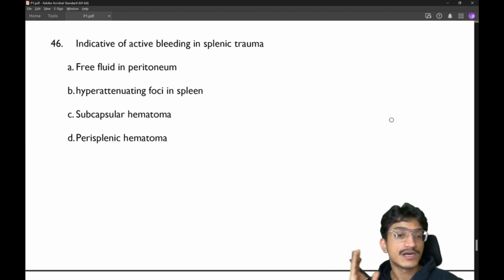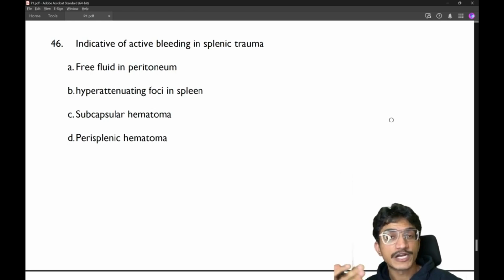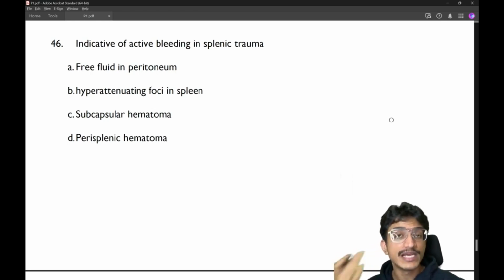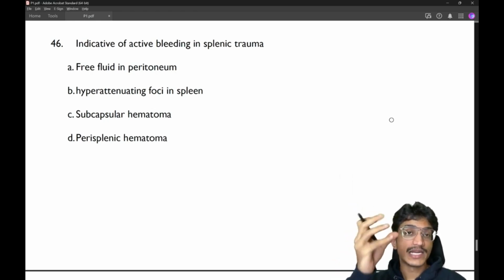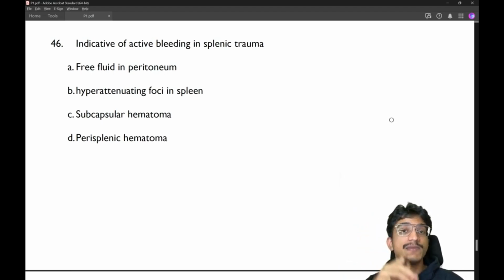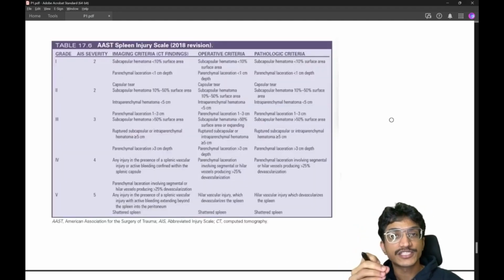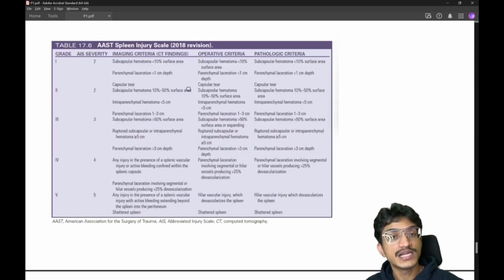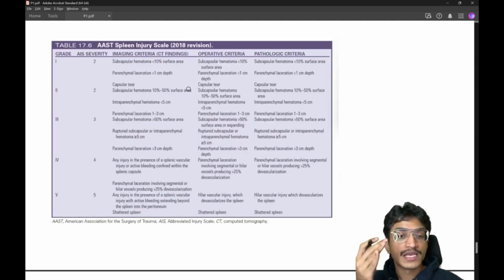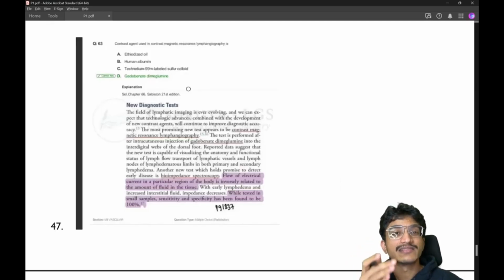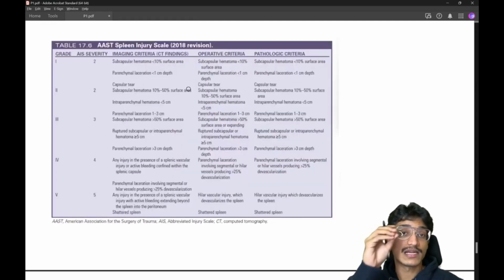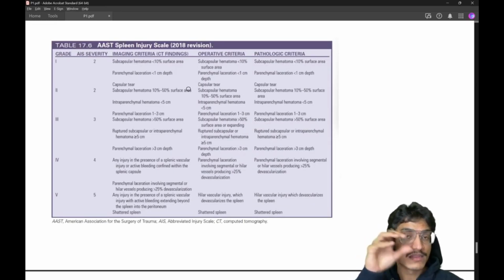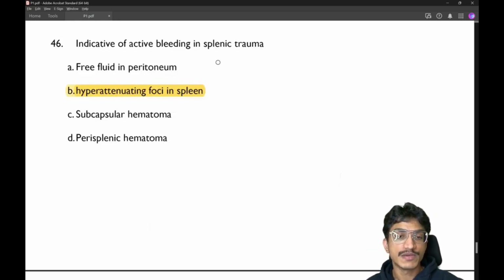Active bleeding in splenic trauma. Free fluid will not suggest that there is active bleeding. Subcapsular hematoma and perisplenic hematoma will also not be suggestive of active bleeding. When you do a CT and you see a hyper-attenuating lesion or foci in the spleen, that means there is active contrast extravasation. So in this case the answer should be B, hyper-attenuating foci in spleen. If you see the grading also, if there is active bleeding, the image in Sabiston shows splenic trauma with hyper-attenuating foci in the spleen, suggestive of active bleeding. So the answer should be B.